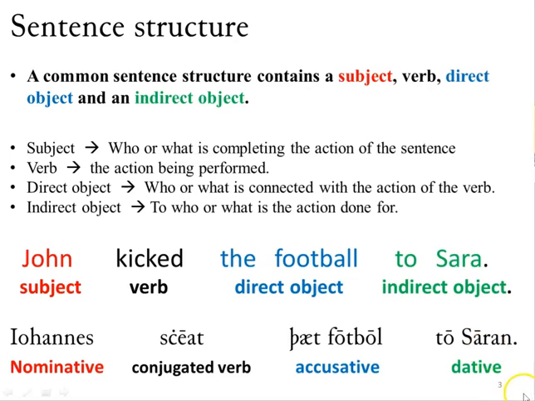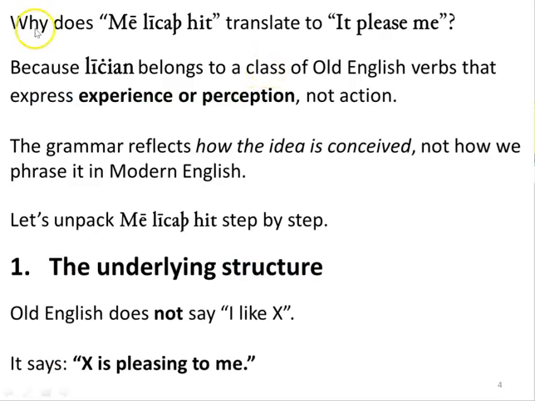If modern English had dative, the "to" in "to Sarah" would indicate that Sarah is in the dative. All right, let's move on. So why does "mē līcaþ" translate to "it pleases me"? That's the point we want to get at. Because līcaþ belongs to a class of Old English verbs that express experience or perception, pleases, likes, not action.